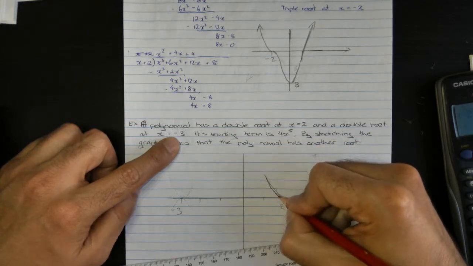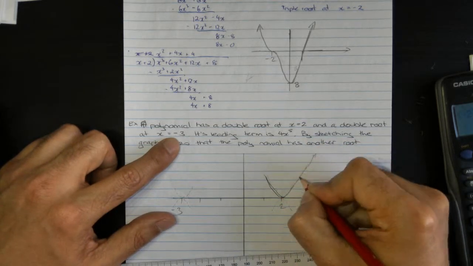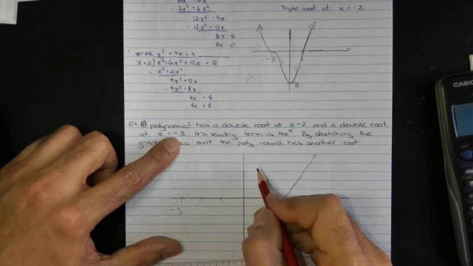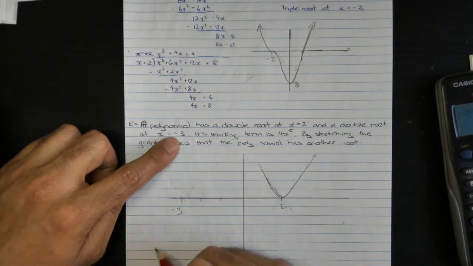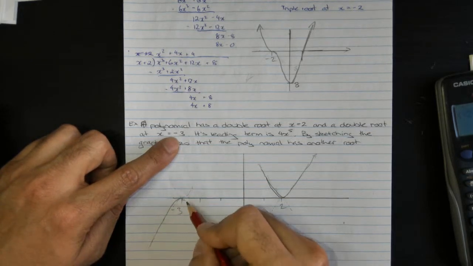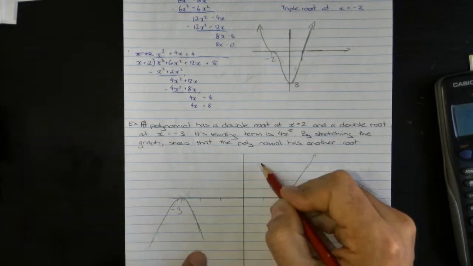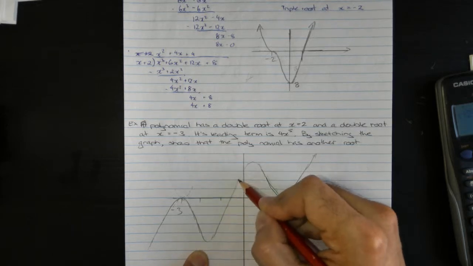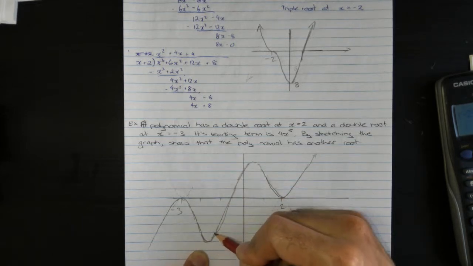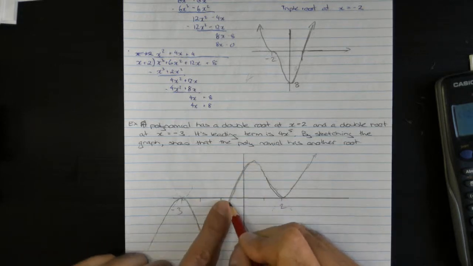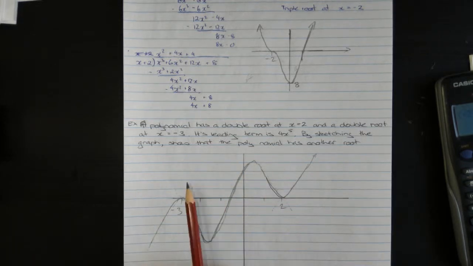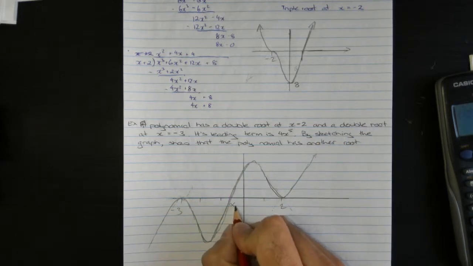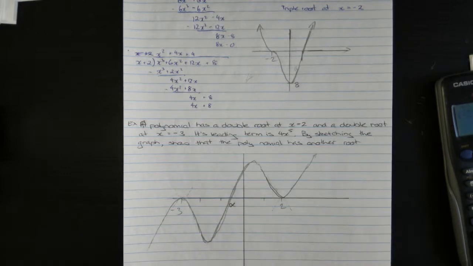So we have this double root kind of happening. If that was the case, then we really want to have another, so it'll be decreasing here. So we'll have a double root here, and we obviously need to cut again to join these two parts together. Now we just don't know where that would be. Okay, so that shows, by sketching the graph, that the polynomial has another root, and it would be somewhere here. Okay, thank you. That's it.